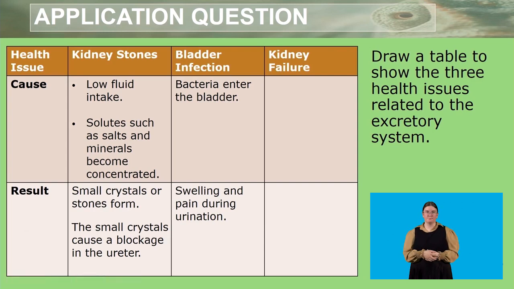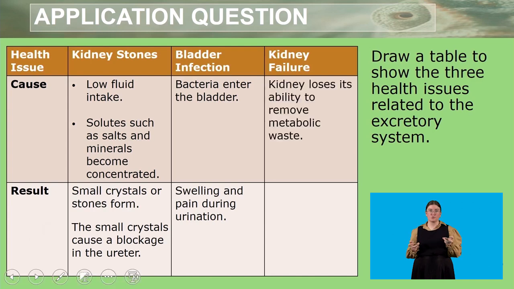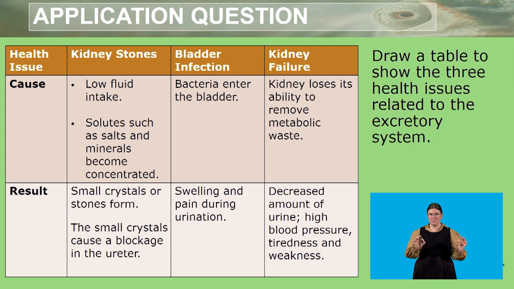And then the last health issue that we look at is kidney failure. Here, the kidney loses its ability to remove metabolic waste. Just as the name suggests, your kidney has basically failed to do what it normally does, or the processes that we learned about like filtration, absorption, as well as diffusion. So kidney failure will result in a decreased amount of urine. You will experience high blood pressure, you will feel tired, and you will experience weakness.